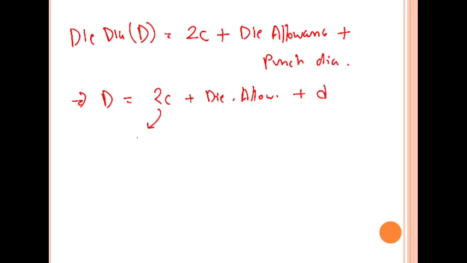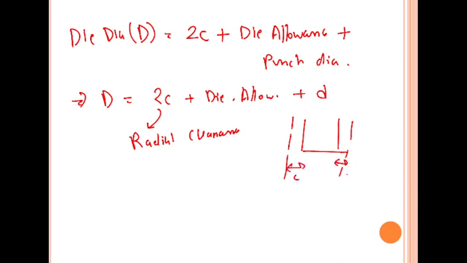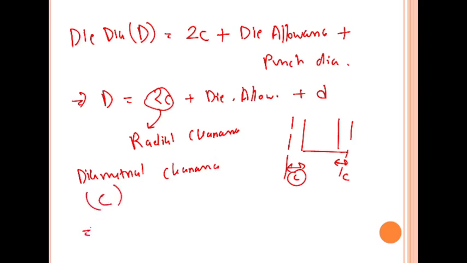Here we have considered 2C because we have considered the clearance to be a radial clearance. That is, if this is the punch, we have considered the clearance to be present on both sides of the punch, and the value of C, that is the value of clearance, is for one side, so the total clearance will be C plus C, that is twice C. In some questions it will be given that the clearance is diametral clearance, not radial clearance. If diametral clearance C is given, then capital D will be equal to C plus die allowance plus diameter of the punch.